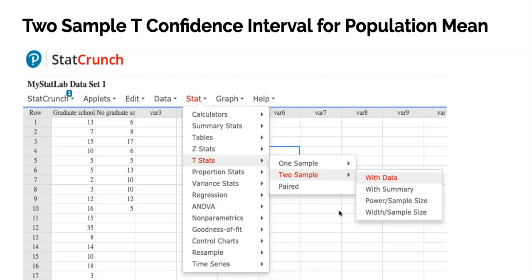So go ahead and take a look. Make sure your data is all in your columns. Click on Stat and T-stats. Why are we using T-stats? Because we do not know the population standard deviation for each of these groups. What we have is the sample standard deviation for these two groups. So we're going to have to use the T distribution to calculate. All right, go to T-stats, go to 2 samples, and click on with data this time. Not with summary, because we have data this time.